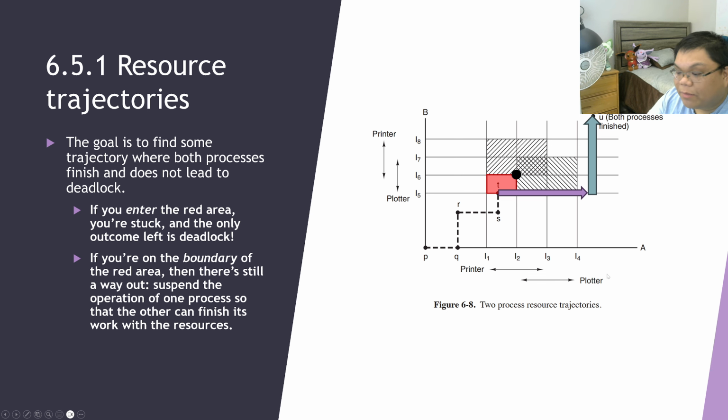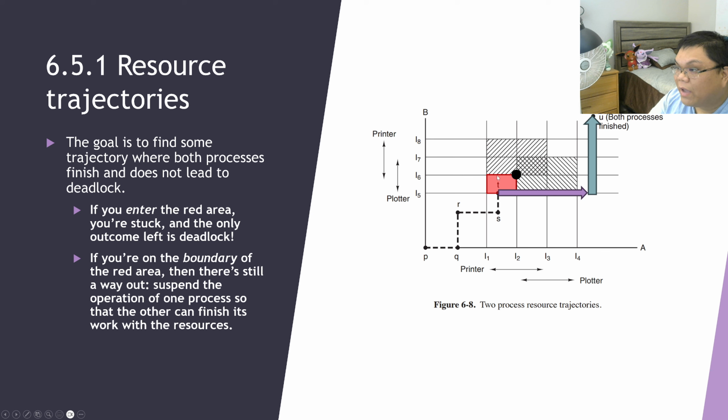So that's the intuition behind a safe state. It's basically anywhere in this space where we can still move right and up and still be able to reach the finish point here. Because once we enter this red region, we cannot move anywhere.